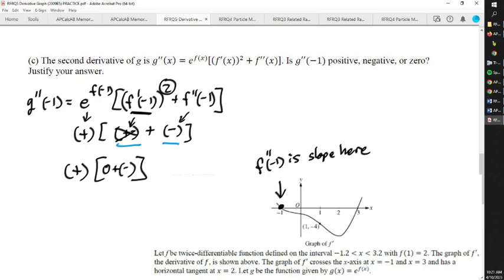What's that going to be? Oh, that's going to be a negative number. So we have a positive times a negative, and so we know we got a negative number, and that's our answer, right? We answered it. It says, is it positive, negative, or 0?